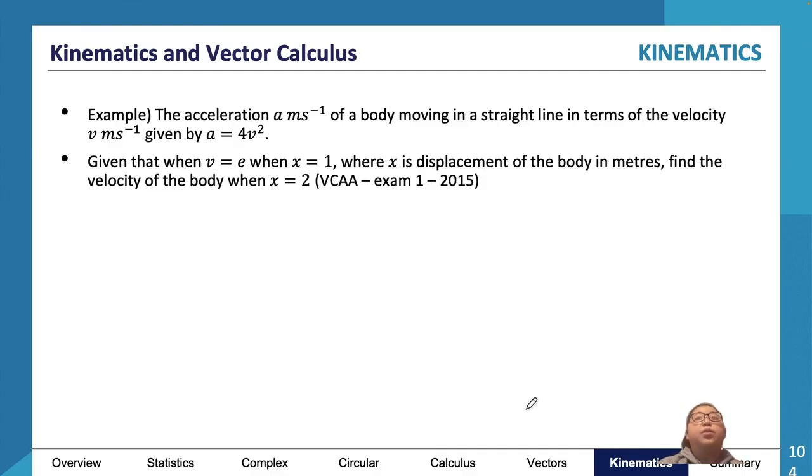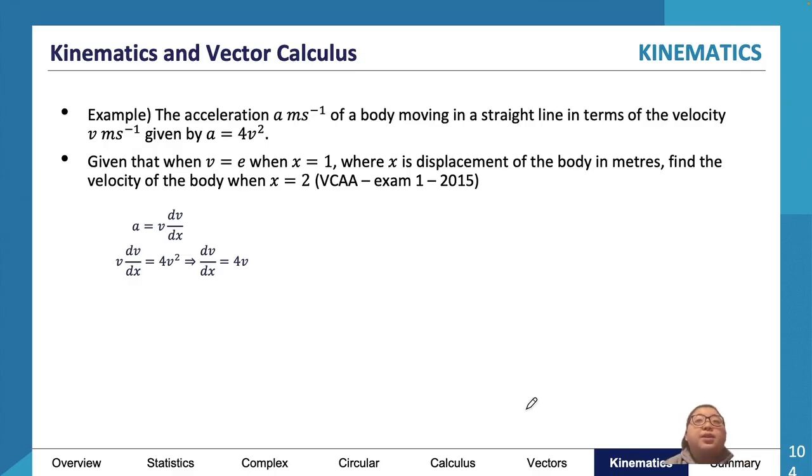Good. Okay, so let's go through a question now. The acceleration, in meters per second squared, of a body moving in a straight line is given in terms of velocity by a equals 4v squared. Given that v equals e when x equals 1, where x is the displacement, find the velocity of the body when x equals 2. What you can do here is use a equals v dv dx, because you've got v and you've got your x, right? So that's what you want to use.